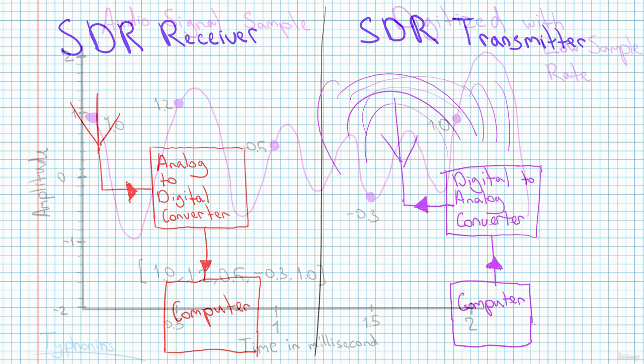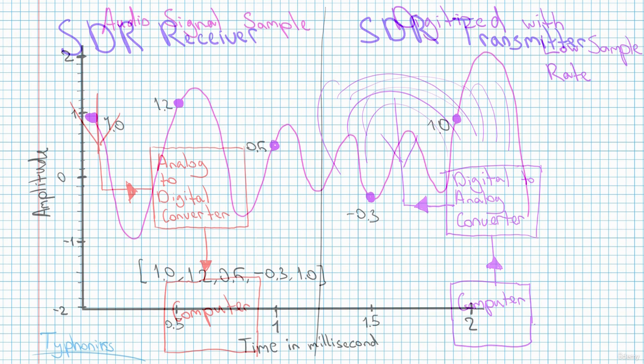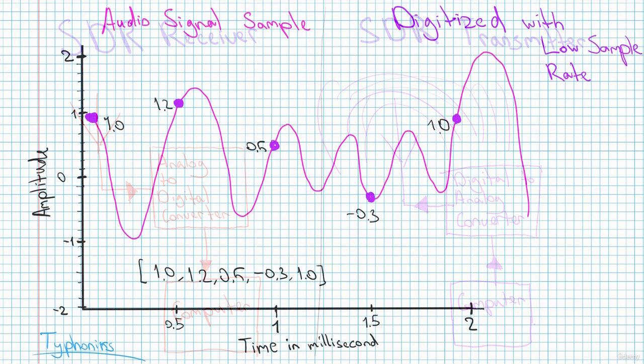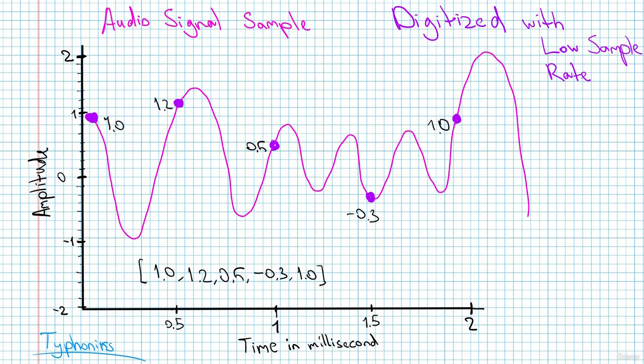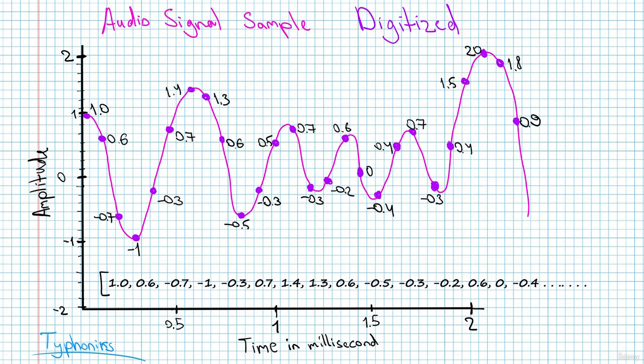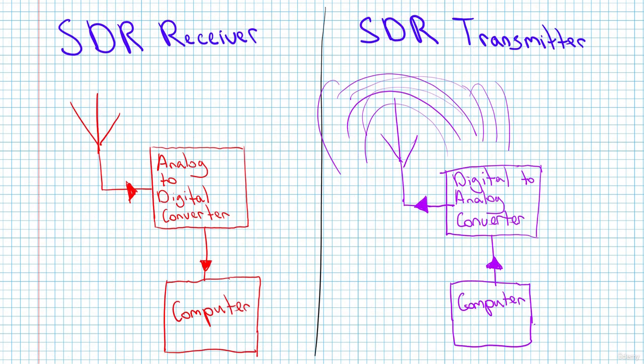One critical factor in the sampling process is the sample rate, or how often measurements are taken. Sampling too slowly can result in an inaccurate representation of the signal, a phenomenon known as aliasing. On the other hand, sampling at sufficiently high rates ensures the digital version closely mirrors the original signal. We will explore sample rates and their implications in more depth later in this course. Analog to digital conversion is the gateway for real-world signals to enter the digital realm, while digital to analog conversion allows computers to output signals back into the physical world.